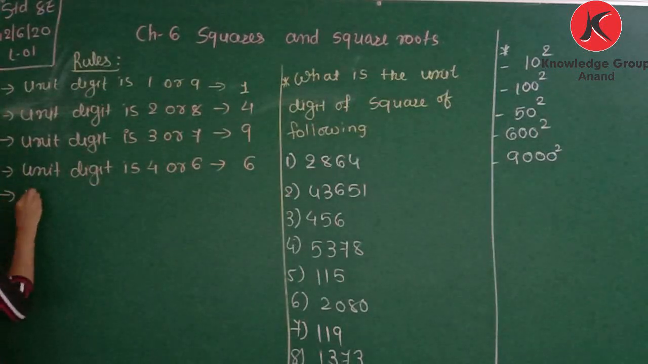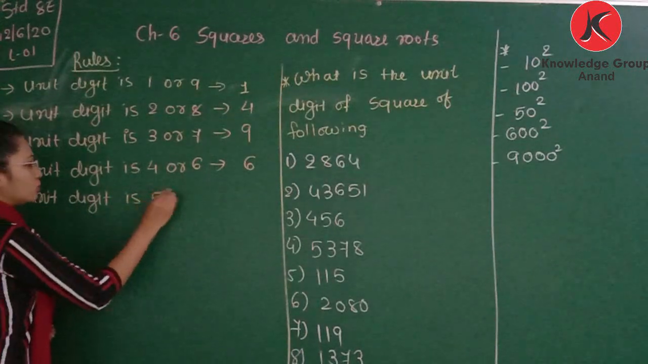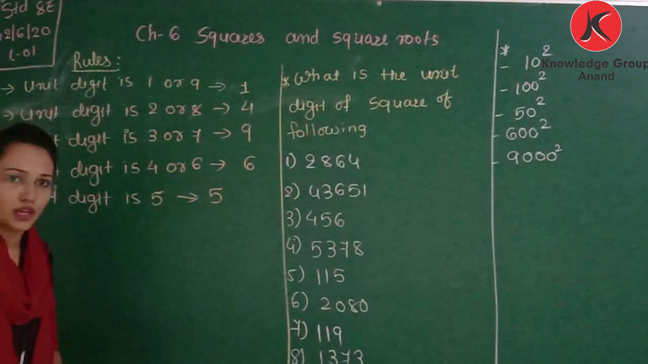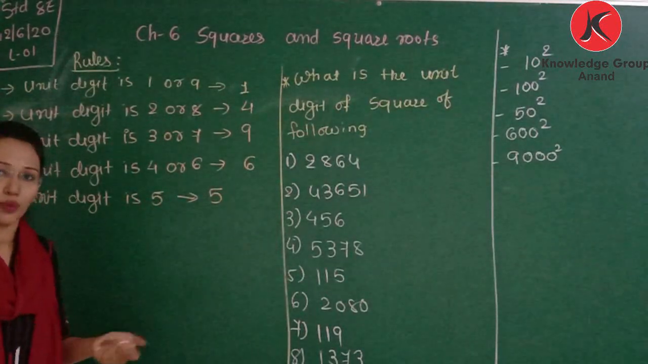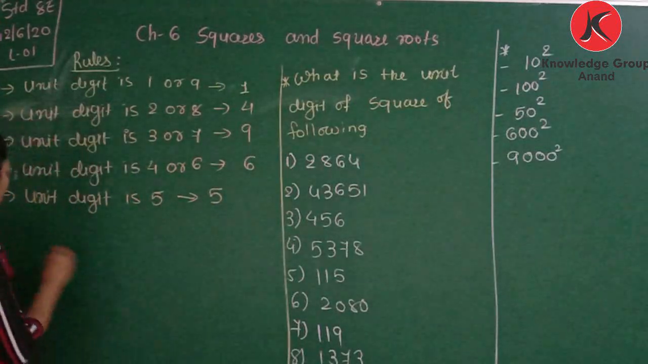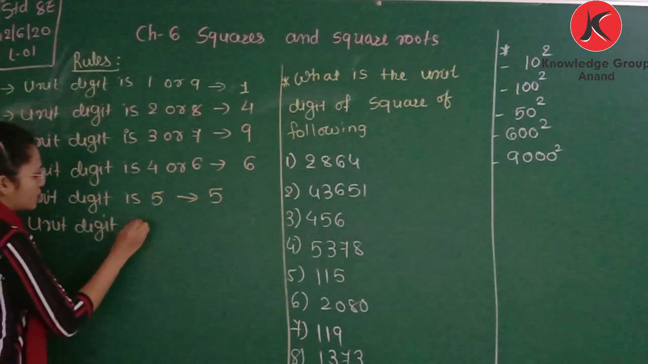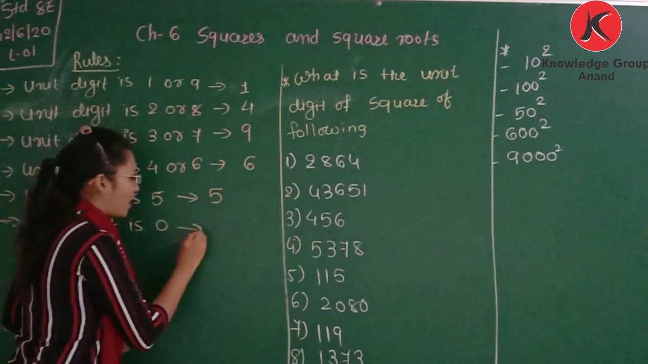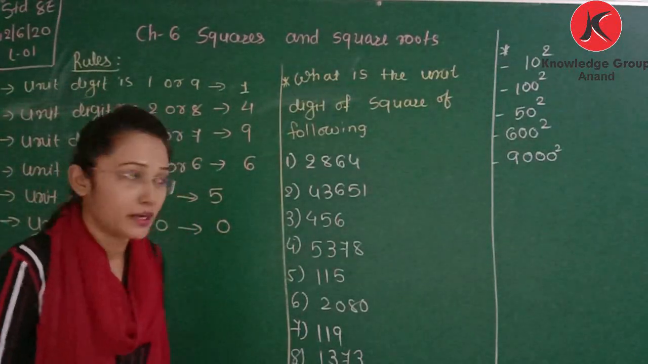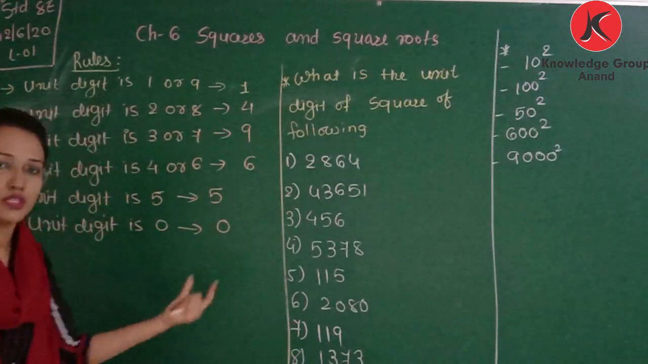Now if number's unit digit is 5, then square has unit digit 5. 5 square is 25, 15 square is 225, 25 square is 625. So last digit will be 5. If unit digit is 0, then its square has unit digit 0. 10 square is 100, 20 square is 400. Likewise, if last digit is 0, then its square contains 0.